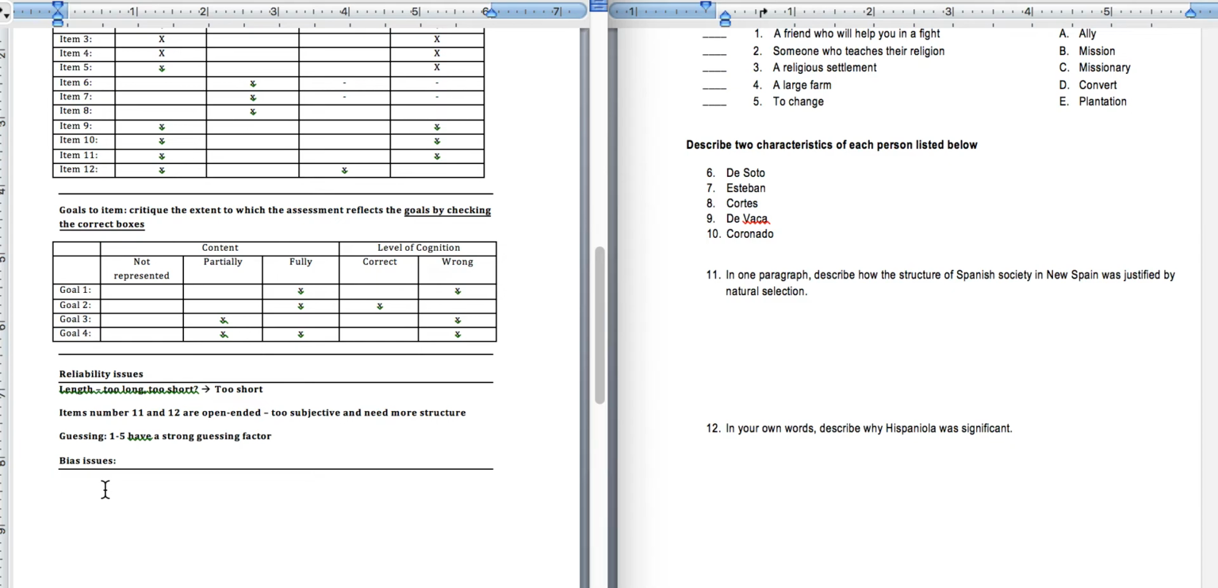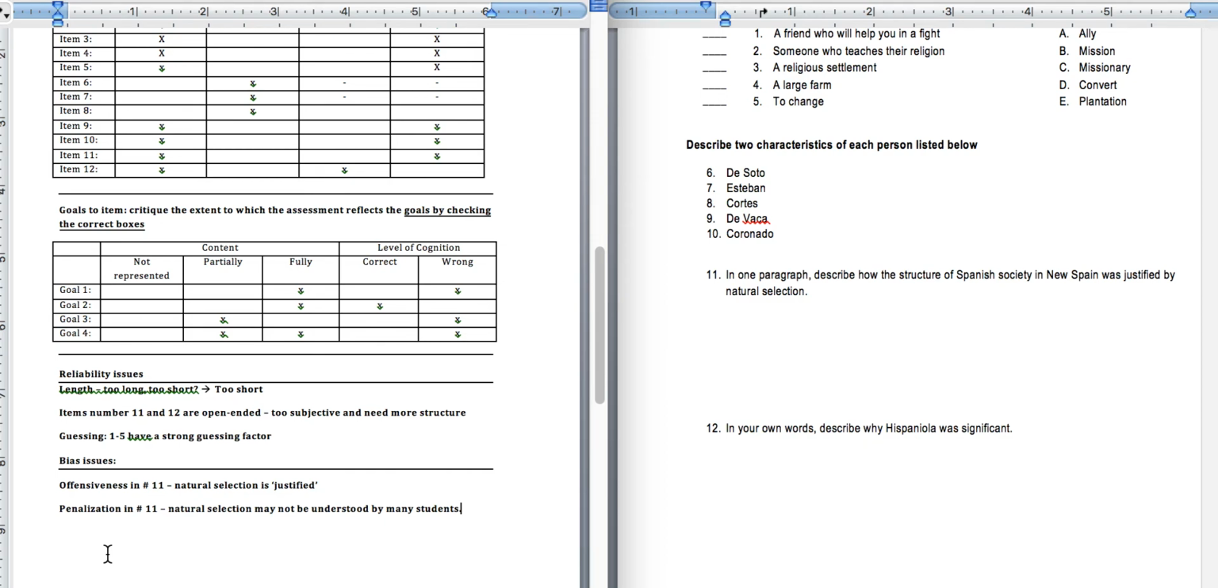One, saying that the order of Spanish society was justified by natural selection is offensive to a lot of fair-minded people. So we'd say offensiveness in number 11, natural selection is justified. And we'd also say that it also penalizes, penalization in number 11, natural selection may not be understood by many students. In other words, that is a science concept, and even though students may have come across it, there's no guarantee.